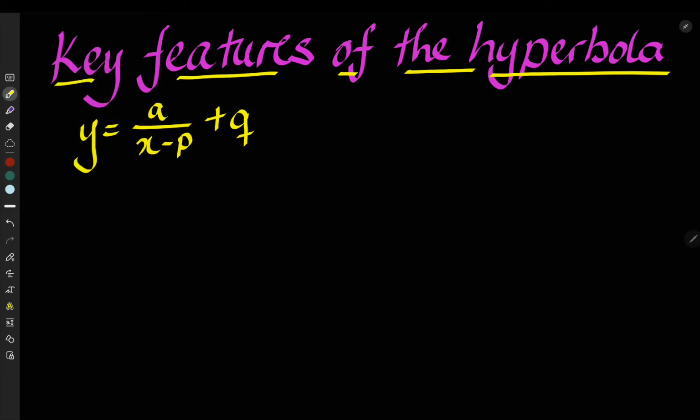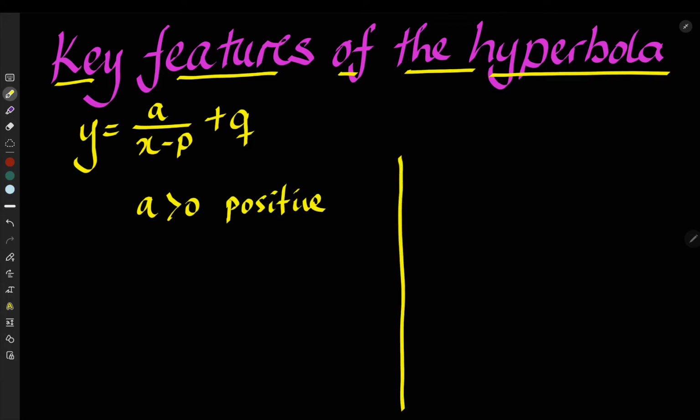Then the other feature of this graph is the a. So if your a is greater than 0, so a is positive, we tend to have the graph like this.